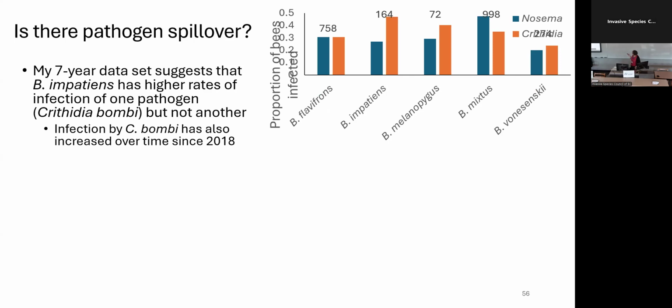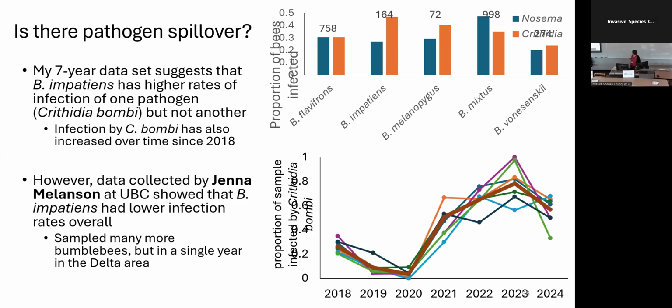Oh boy, these are totally wonky. Higher infection of one of the pathogens I was studying, Crithidia, as compared to other species. I've also noticed that infection by this pathogen has increased since 2018. And that coincides with the spread of Bombus impatiens, but it coincides with a lot of other things that are happening. And data collected by another student, I love that I have so many other people to talk about who are starting to study this.